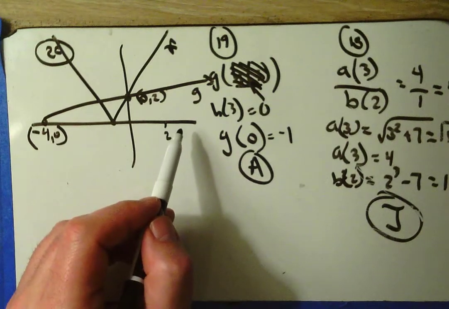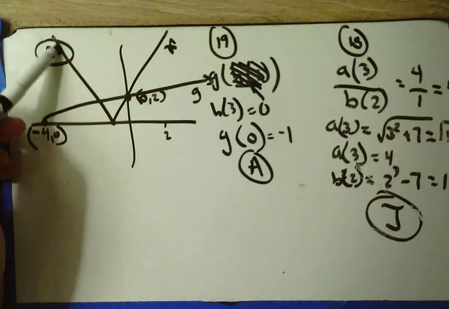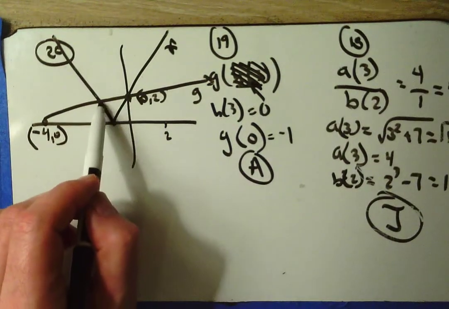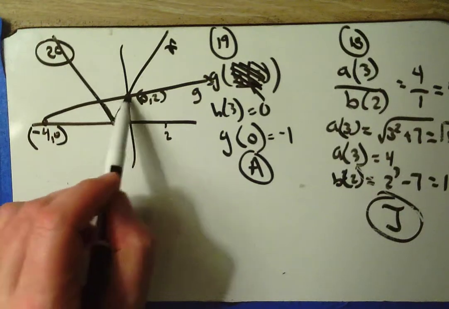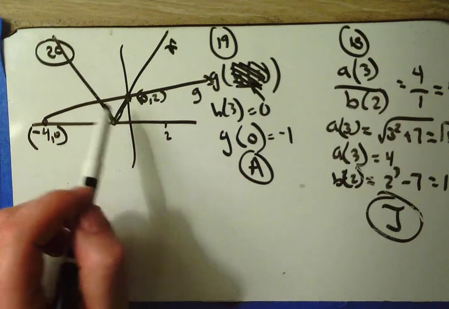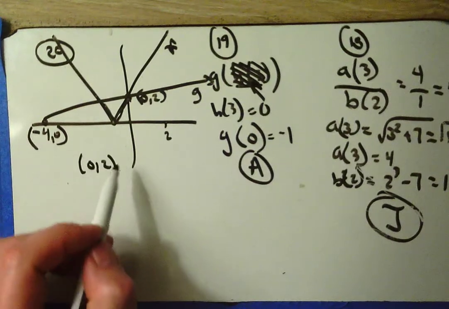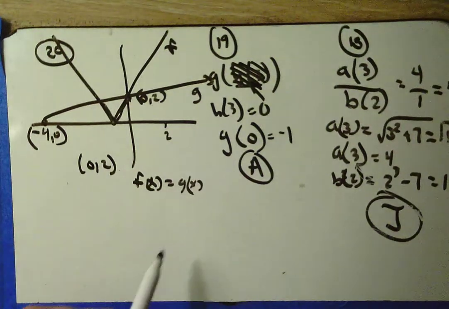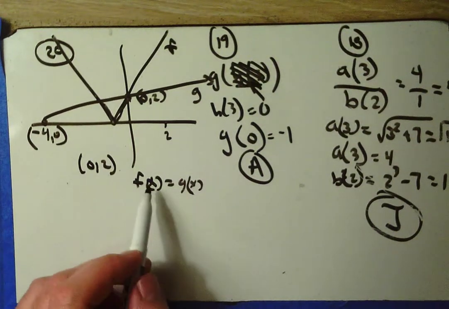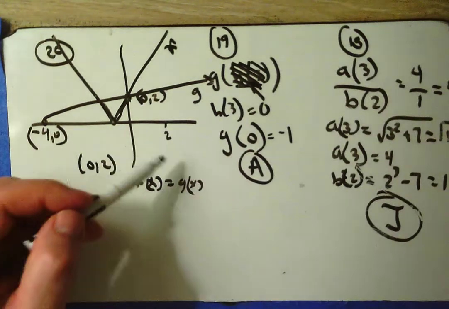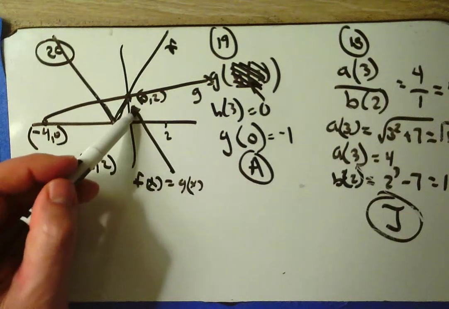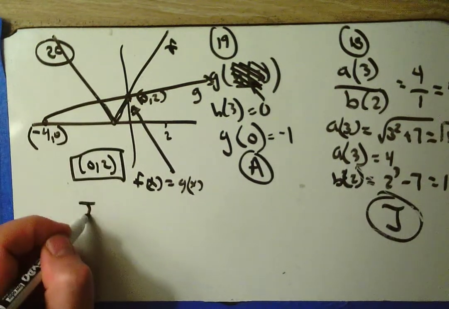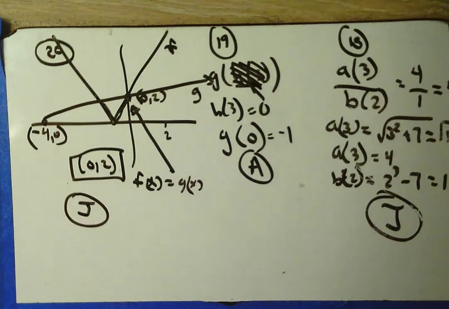Is f bigger than g for all values of x? Well, f is definitely bigger over here and over here, but between this point and this point, f is actually less than or below g of x. So that's not true. How about (0, 2) is a solution to the equation f of x equals g of x? Well, we remember that when we see this function notation, we're wondering about the point of intersection. And I see 2 points of intersection, and certainly one of them is (0, 2). So I like this answer, J, for number 20.